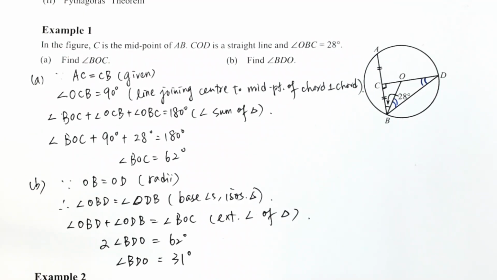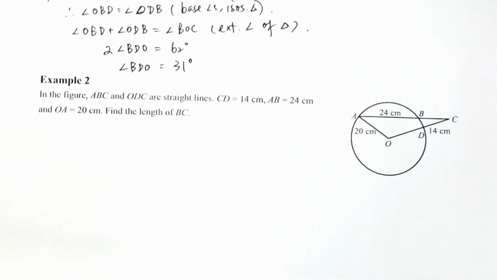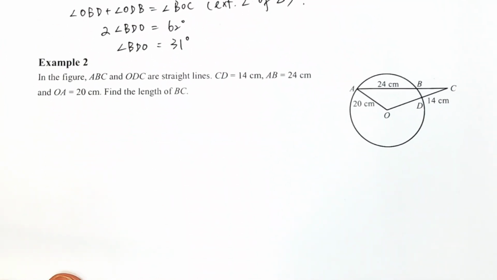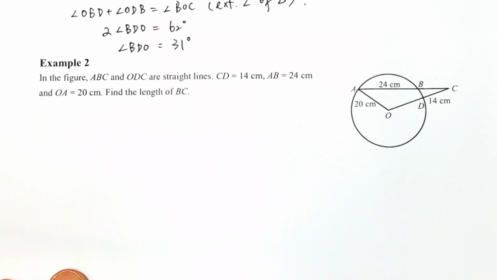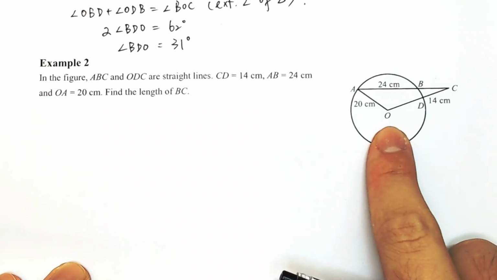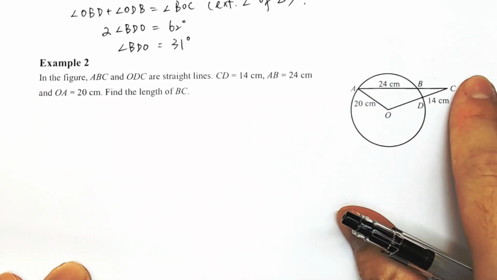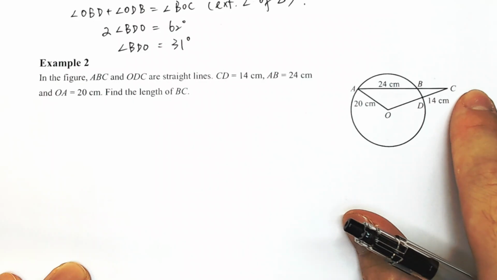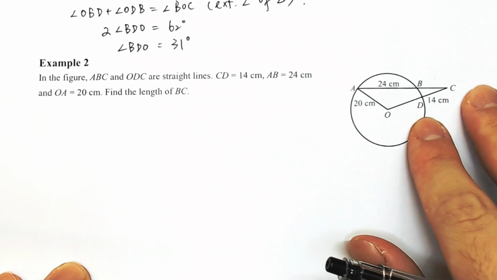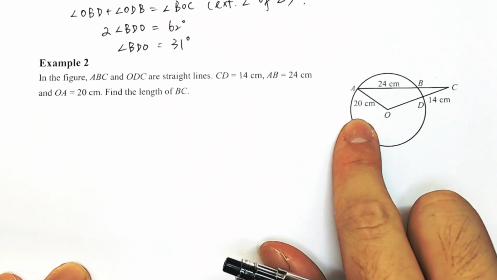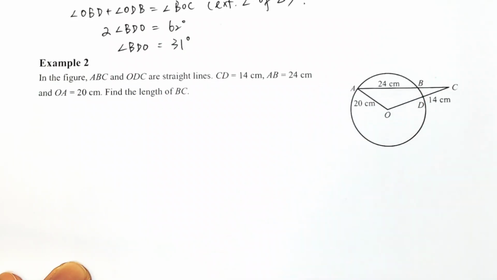Okay, so this is example 1. Now example 2. Example 2 is a circle with points A, B, D lying on the circumference. O is the center, and AB produced and OD produced meet at C. You have CD 14 cm, OA, that is the radius, 20 cm, and AB 24 cm. And you need to find the length of OC.